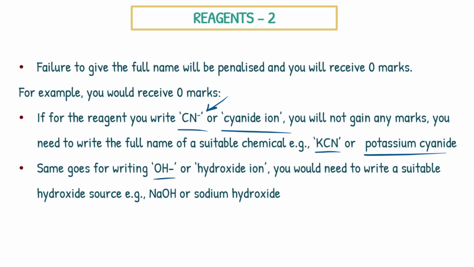Okay, another example here, hydroxide, a very typical nucleophile. Don't put OH- or hydroxide ion. You would need to write the full name of the actual chemical, for example, sodium hydroxide. Okay, so that's a chemical right here. Just remember that for reagents, write the full chemical name that would come out of a bottle or container or something like that. Okay, these are just 2 examples here.